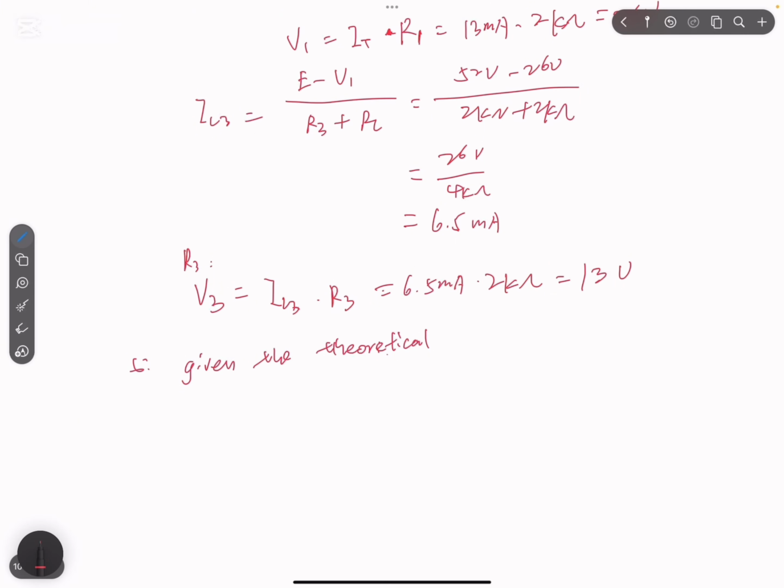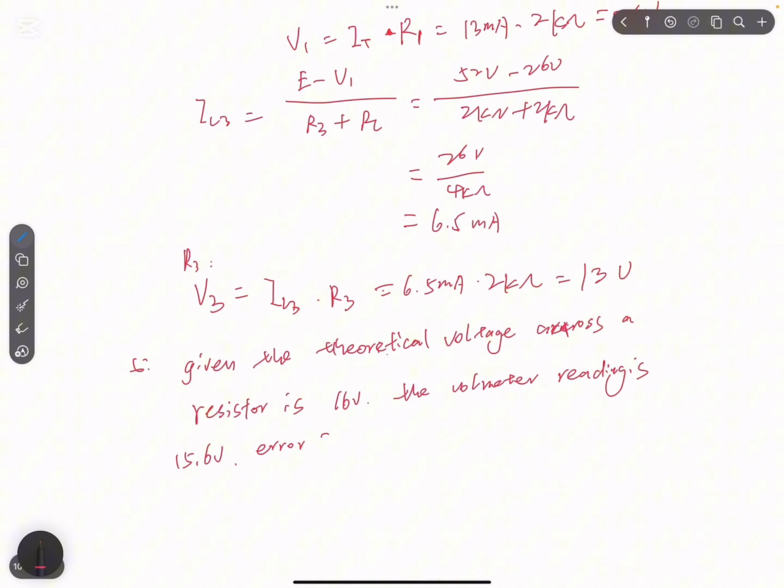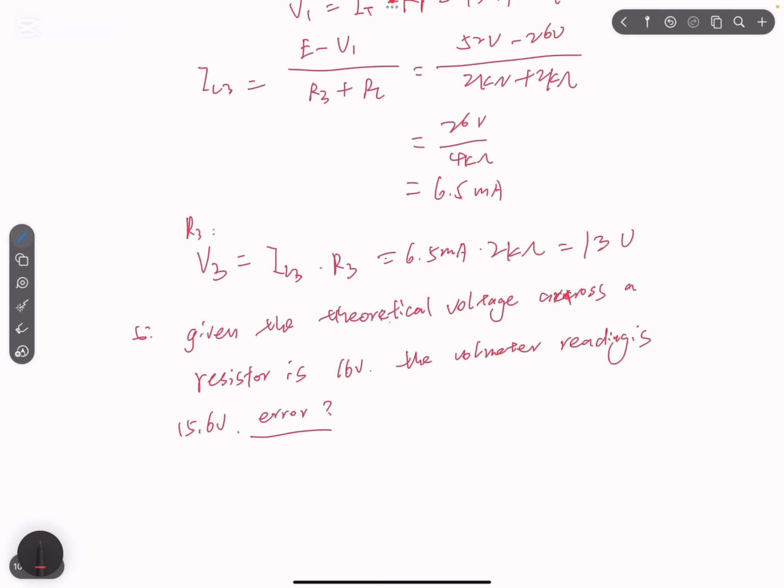So number 5, given the theoretical voltage across the resistor is 16 volts, but the voltmeter reading is 15.6 volts. What's the deviation? What's the error? Do we need to calculate the error, which is the deviation?